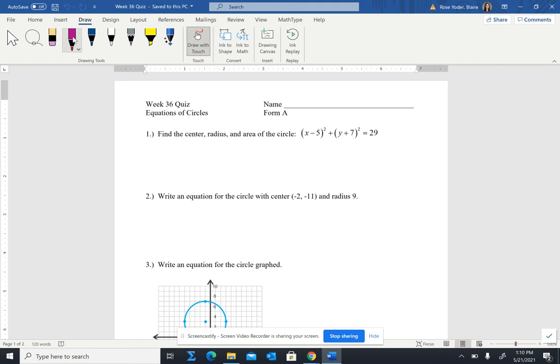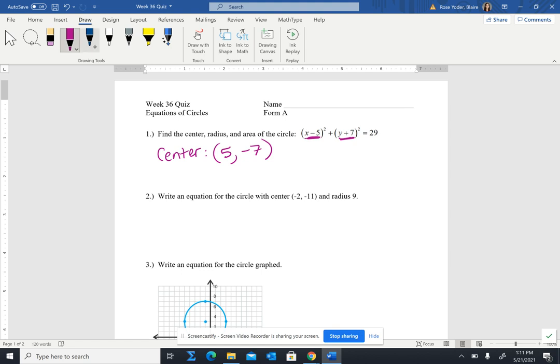Let's go over the week 36 quiz to get ready for the retake. So let's look closely at number 1 where I gave you an equation, and let's first pick out what the center of that circle would be. Well, it says x minus 5 squared, so you have to be really careful with the sign. The sign will actually be positive 5 for the x coordinate, and then when it says y plus 7 squared, it'll be negative 7 for the y coordinate.